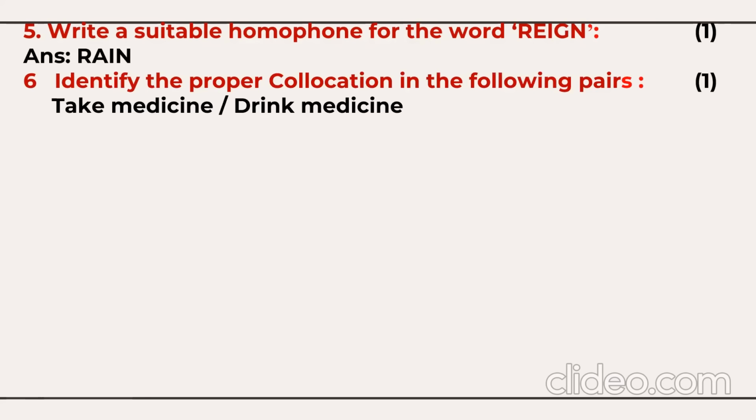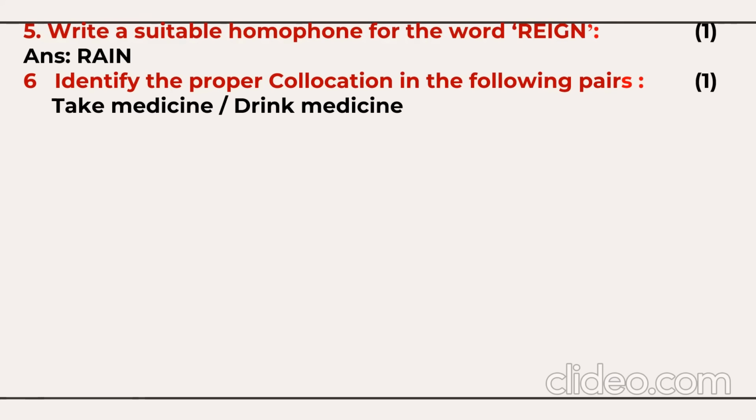Next question, identify the proper collocation in the following pairs. So you have here one right collocation and one wrong collocation, right? So what is the meaning of collocation? Collocations are pairs of words which go together. For example, strong coffee, right? We never say heavy coffee, we always say strong coffee. So with coffee, strong always goes together. It's a pair of words.